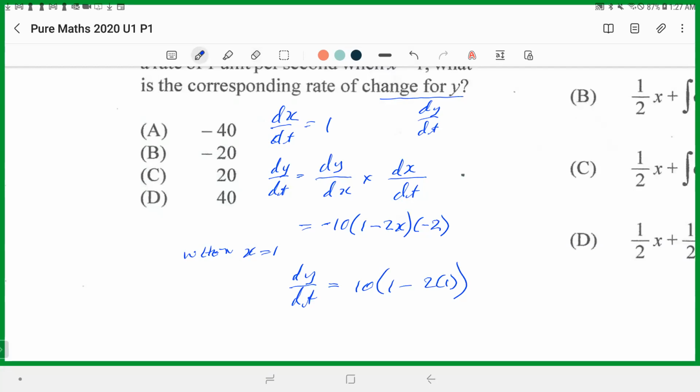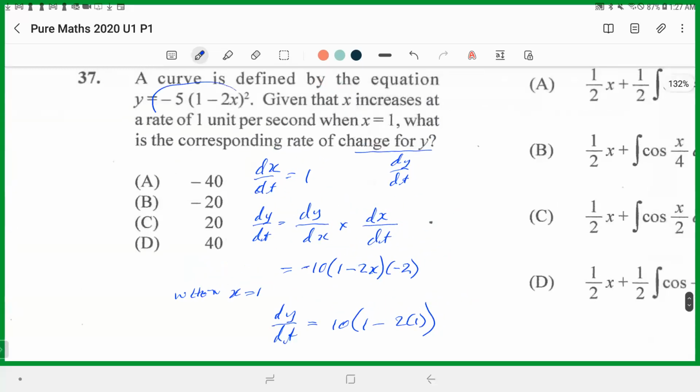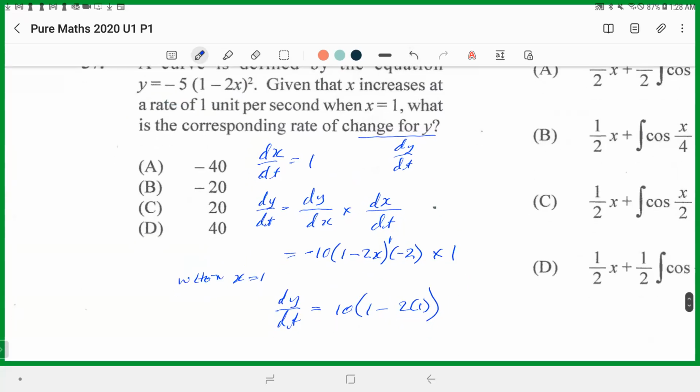Let's check it again. I'm differentiating this up here, so I get negative 10 times the bracket, multiplied by the differential of what's inside the bracket. Okay, then multiply by this, so put times, and this is 1. So this actually now becomes 20, positive 20, not a 10. It's 20. And so it becomes 20 times minus 1, negative 20. Right there.